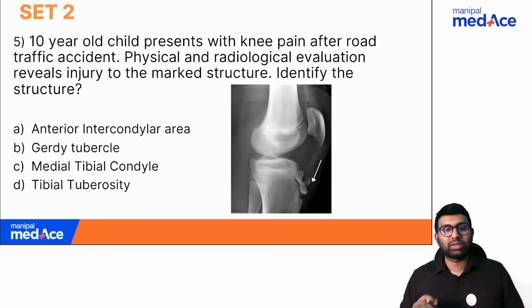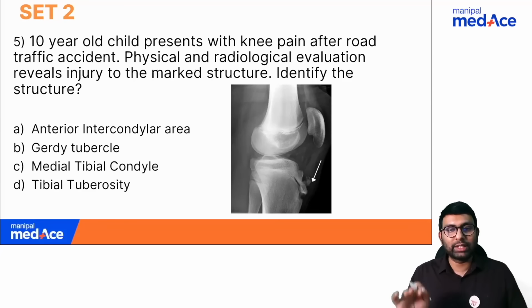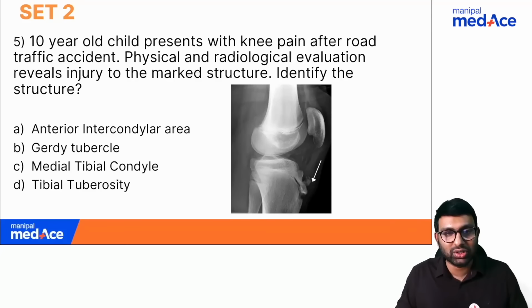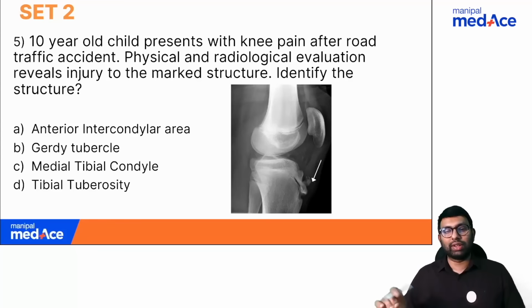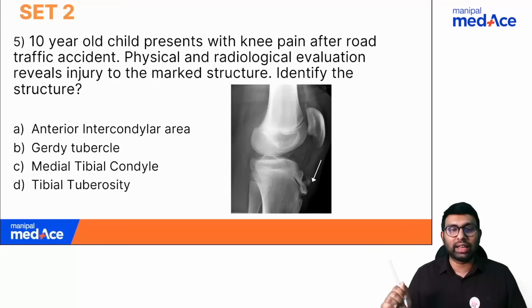Coming to the fifth question, another 10-year-old child presents with knee pain after road traffic accident. Physical and radiological evaluation reveals injury to the marked structure. Identify the structure, and they've given you a radiological image like this. They've marked a certain structure and they've asked you which structure is getting affected. Your options are anterior intercondylar area, Gerdy's tubercle, medial tibial condyle, and tibial tuberosity.